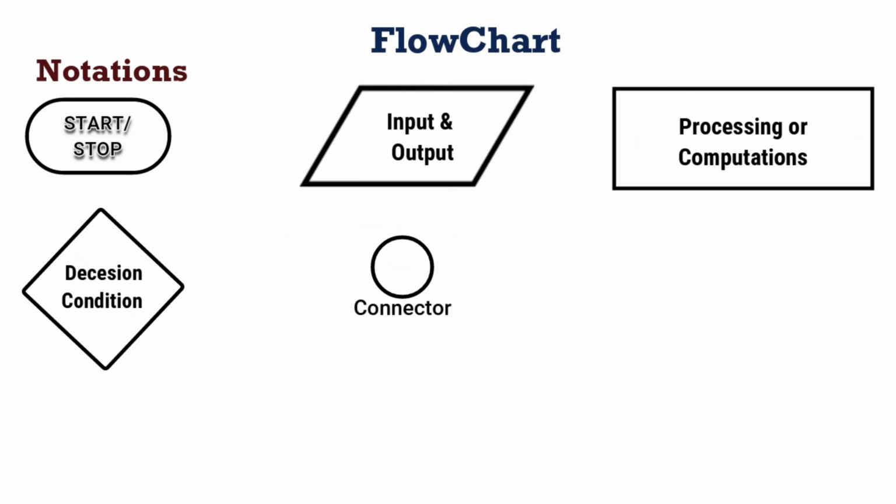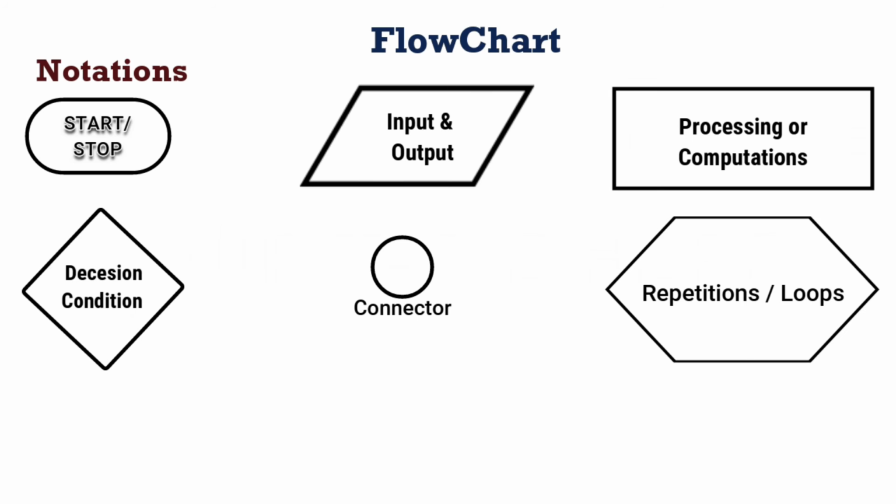And the next shape is the connector. To join different flowcharts or flow lines, this pictorial representation is used. And the next shape is the hexagon, which is used for repetition or loops, whenever we use looping statements. So this shape is used to indicate repetition or loops.